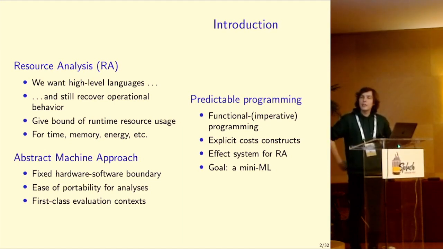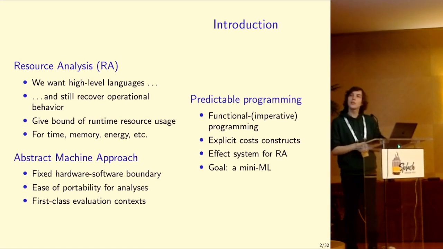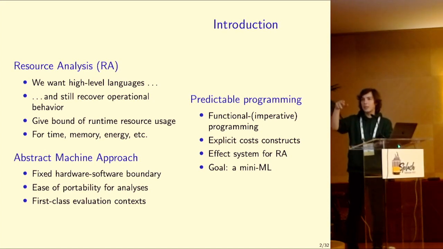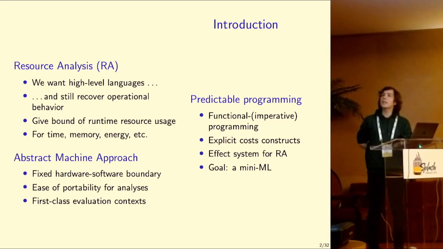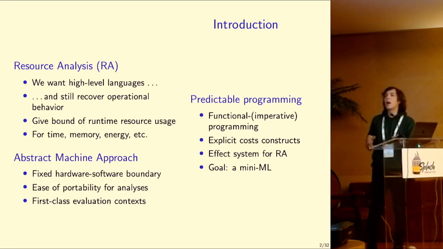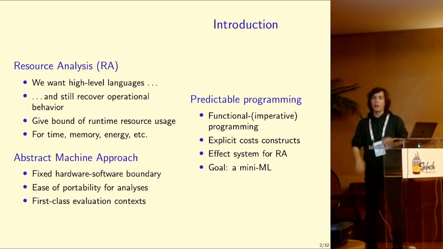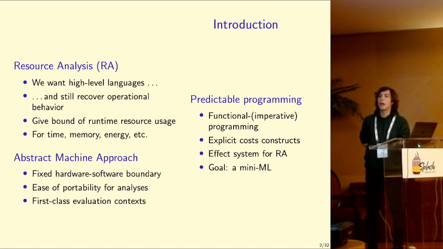The approach we've taken is to use an abstract machine, which we hope is a good first bound between software and hardware, but also is sufficiently neutral to allow for portable analysis. And as we'll see, the main feature we're using is first-class evaluation contexts, and I'm going to talk more about that. At the end of the day, what we achieve right now is some functional imperative programs with explicit allocation and freeing of cost, and our analysis is implemented as an effect system for those programming languages.